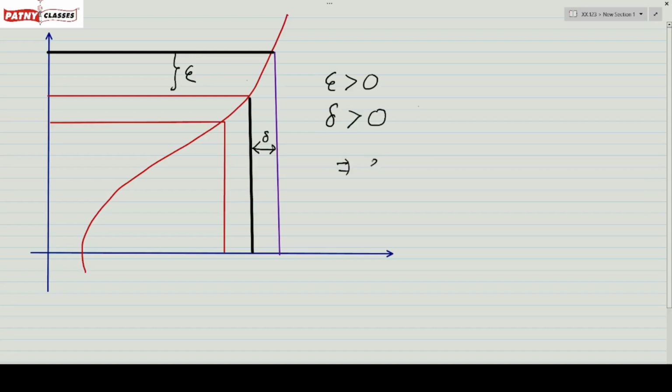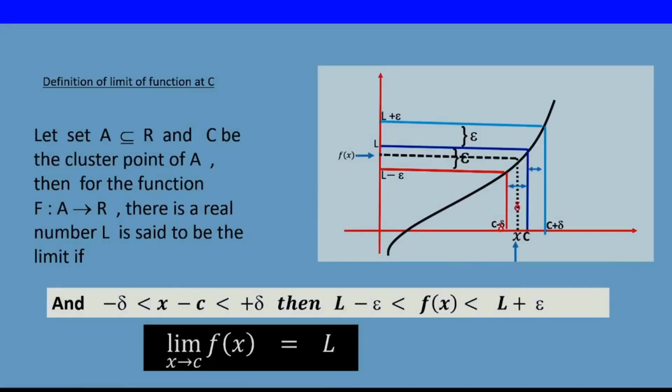Implies for every epsilon there is delta. Now it is clear how the diagram has been produced. The diagram for y equals f of x has been drawn, and delta is decided on the x-axis and epsilon is decided on the y-axis, and we can define the limit of the function.